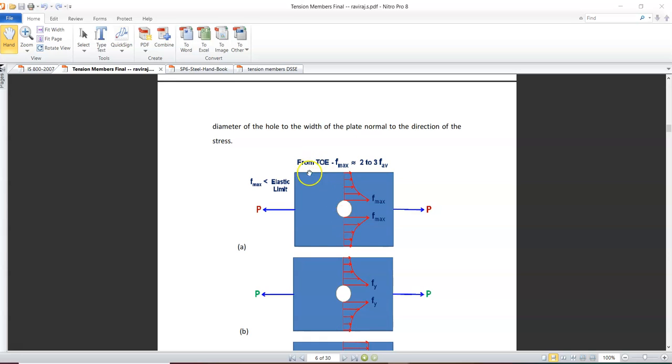The first one was yielding of gross section, that is once this gross area away from the net area reaches Fy, the tension member is assumed to have failed. The second type of failure is the net section, that is the section near the bolted connections, across the connection. Once this section reaches ultimate stress Fu, your tension member is assumed to have failed.